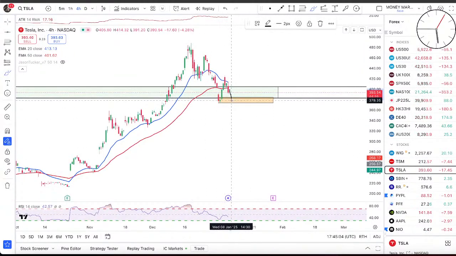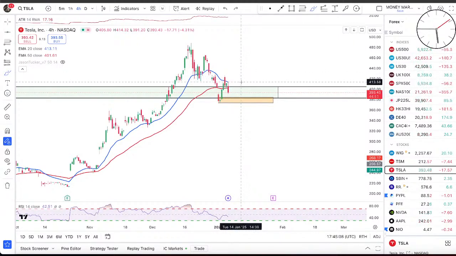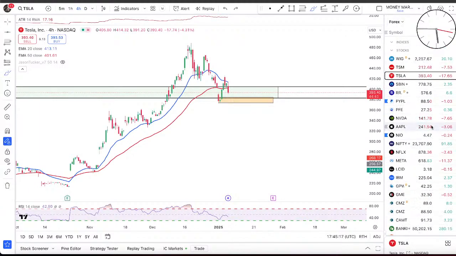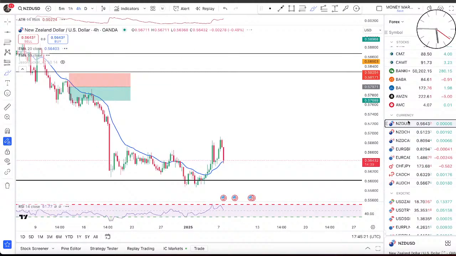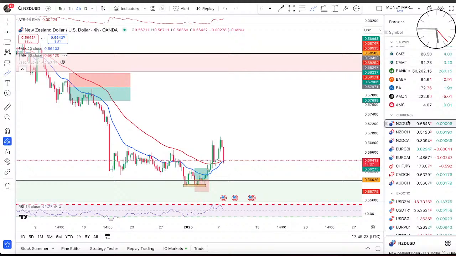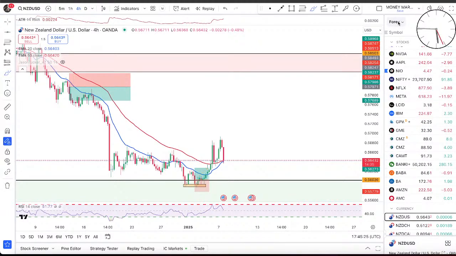Tesla might be forming a double bottom. Keep an eye here at the level of support. So let's take a look. Okay, XPX.